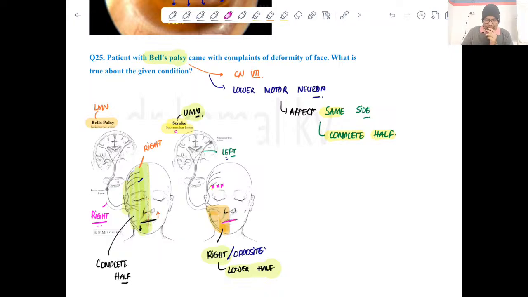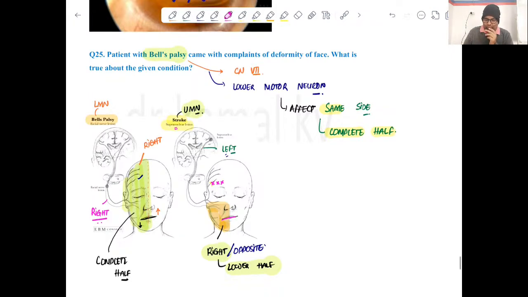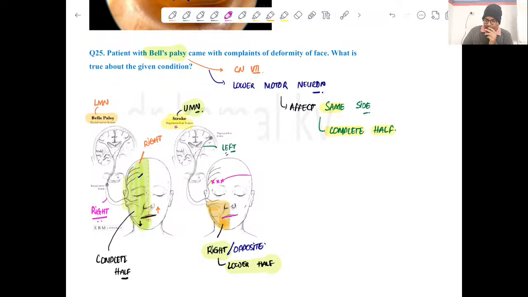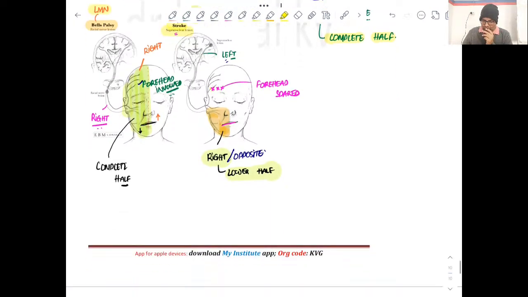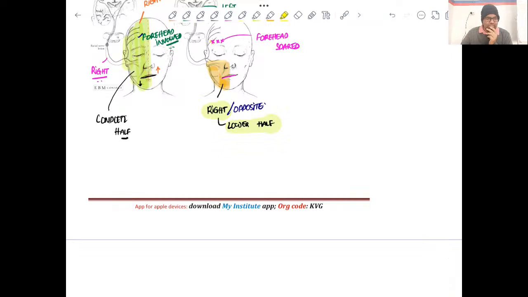Again, the angle of mouth, you can see it is tilted, but forehead is spared here. So forehead spared, and here forehead involved. Clear? So this is the difference between upper motor neuron and lower motor neuron palsy of facial nerve. Clear? So I think this much is enough for this session.